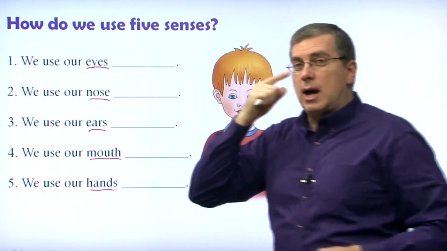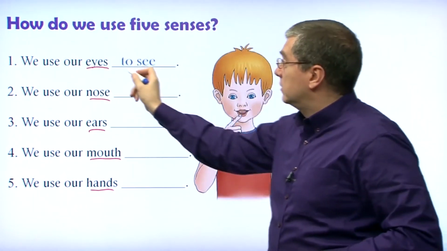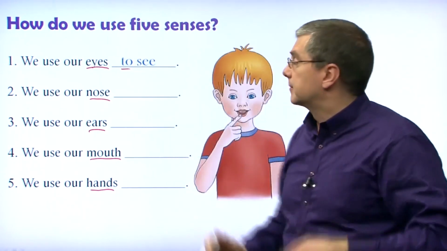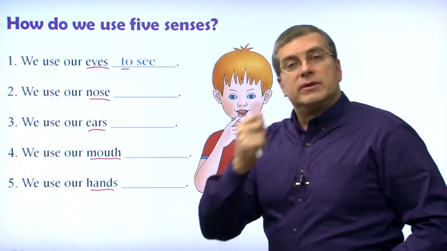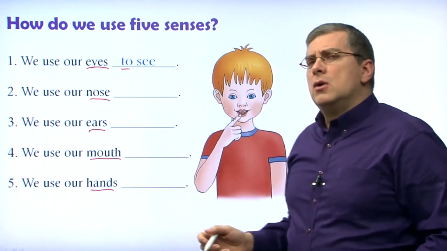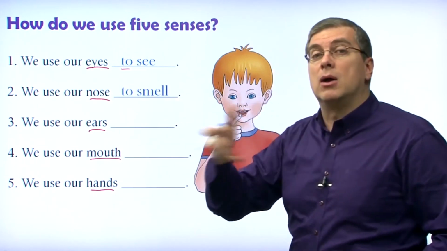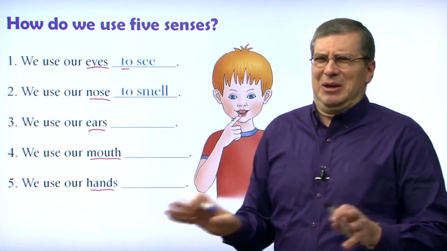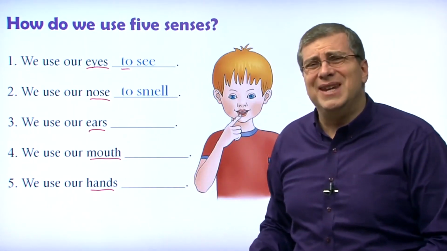1, we use our eyes for what? What do we use our eyes for? We use our eyes to see. 2, we use our nose. Right? There's a flower. We use our nose to what? We use our nose to smell the smell. Sometimes smells are good, but sometimes smells are bad, ooh, right? Like a wet dog or somebody's feet, ooh, right?